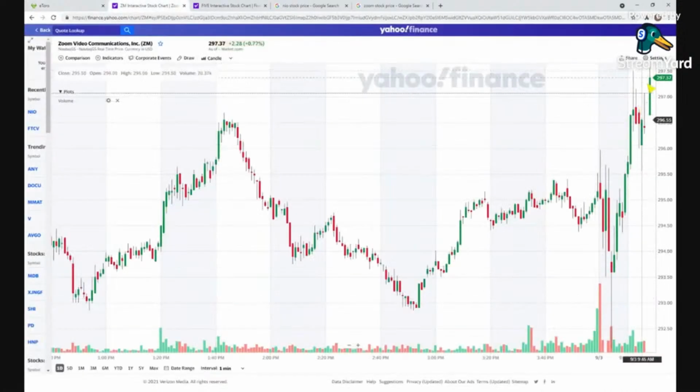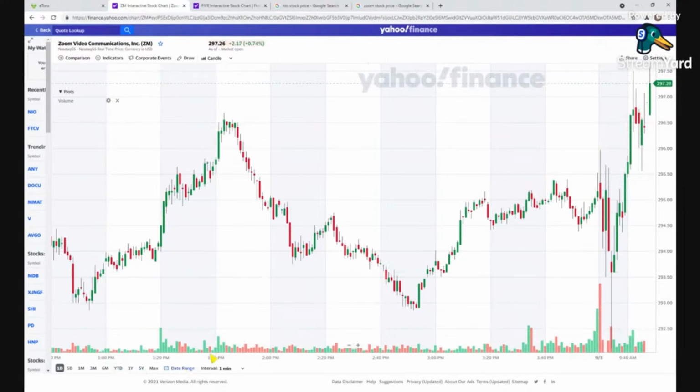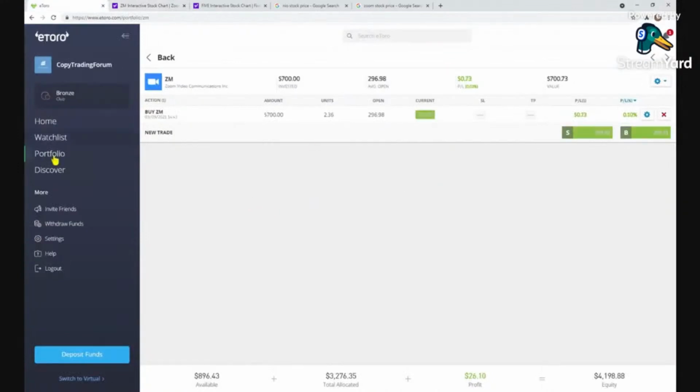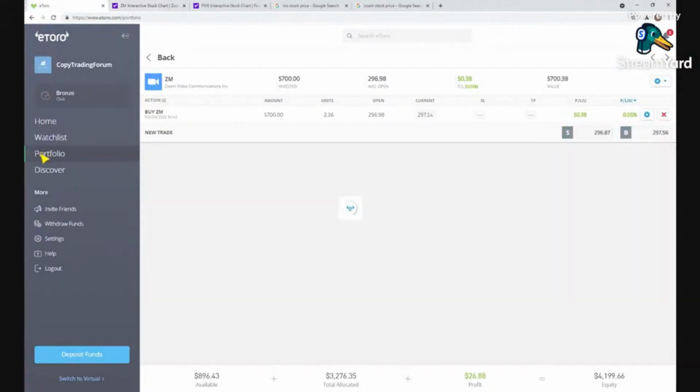And I'll watch the chart here. So there we go. Zoom is going up. It's going to the moon, maybe. It is a great company, but let's see here. Okay, Zoom is getting there. So you can see the idea.